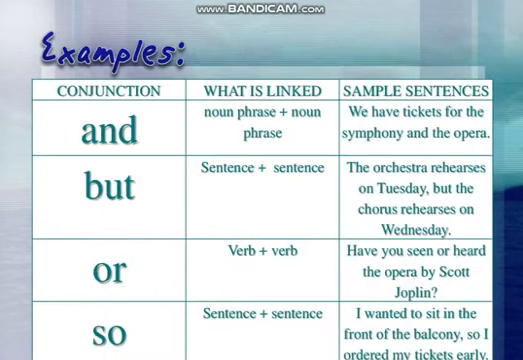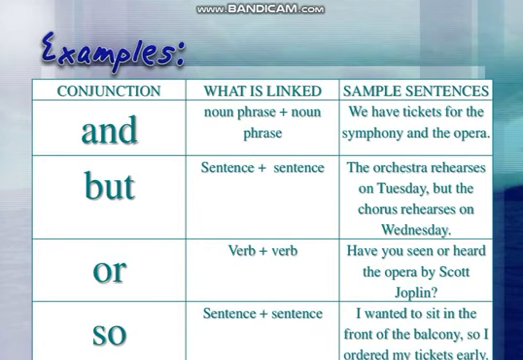Let's see how they are used in sentences. Conjunction and: here it is linking two noun phrases with each other. We have tickets for the symphony and the opera. But, sentence plus sentence: The orchestra rehearses on Tuesday, but the chorus rehearses on Wednesday. Here we have used the conjunction but.